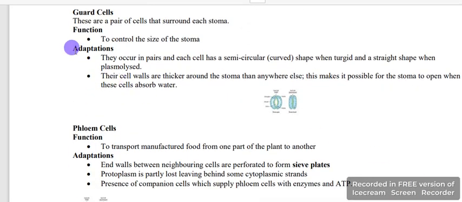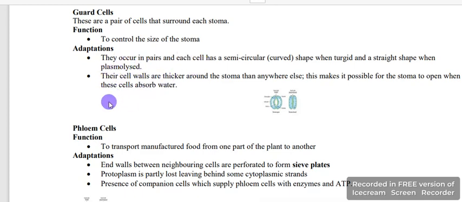Then there's also another type of plant cell known as the guard cell. These are a pair of cells that surround each stoma. Their function is to control the size of the stoma. Adaptations: they occur in pairs and each cell has a semicircular, curved shape when turgid, and a straight shape when plasmolyzed.